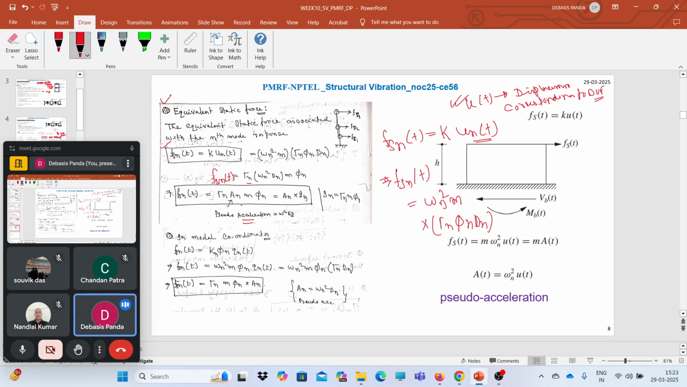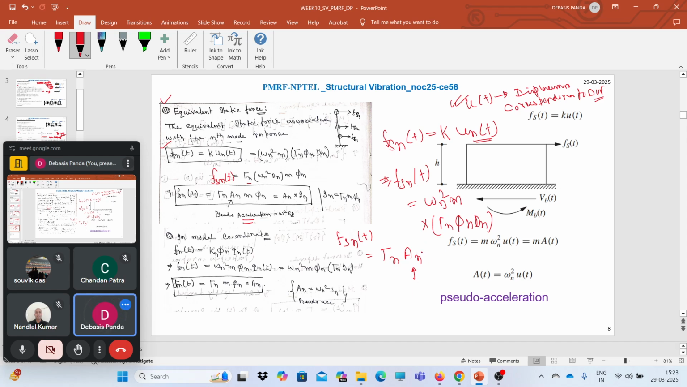So because we are using that pseudo acceleration, because we will use the information from the response spectrum analysis. Finally, the equivalent static force corresponding to each story, fSn(t), we can calculate once we have the participation factor. We need to calculate the pseudo acceleration. Either we can calculate it using omega n squared times Dn, or we can easily calculate it from the response spectrum curve. We will see how.